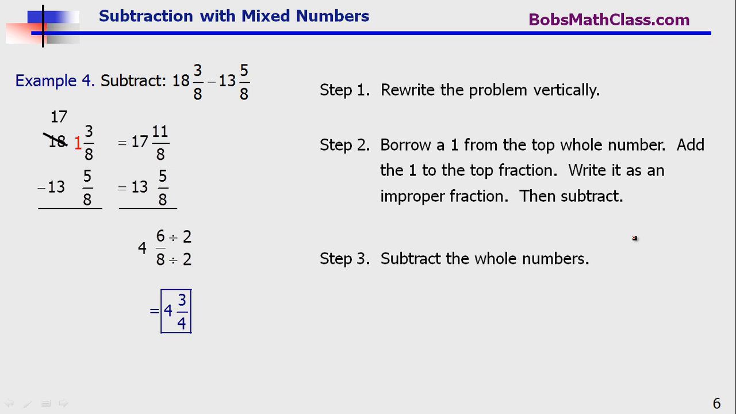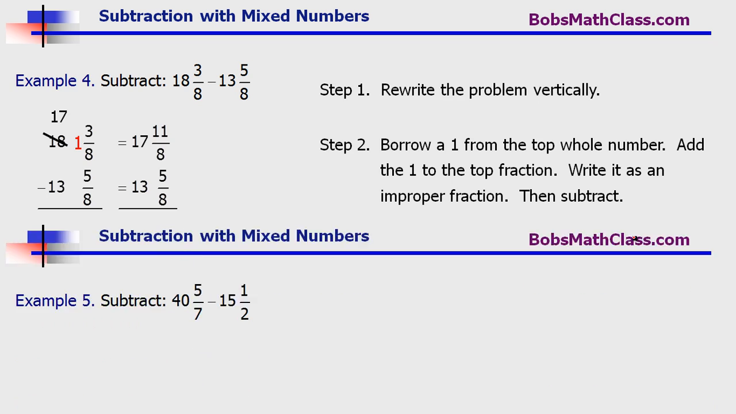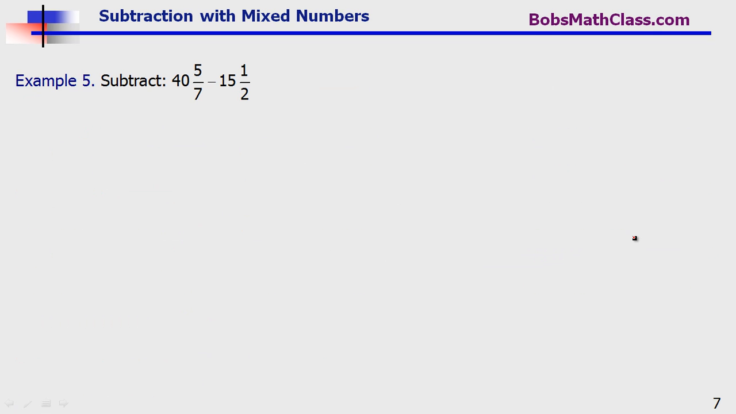Alright, let's do another one. 40 and 5/7 minus 15 and 1/2. Oh, we could already see some other issues here. We have different denominators this time. Okay, let's go ahead and write down the problem. Rewrite it vertically.